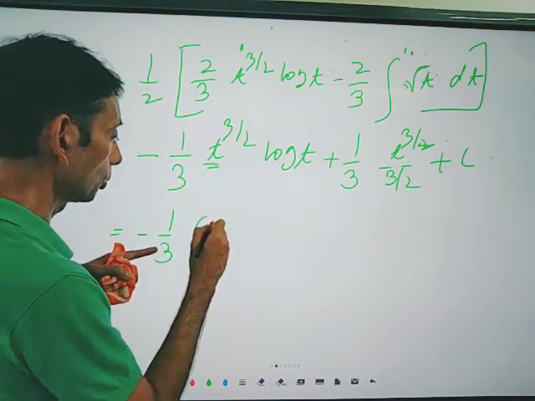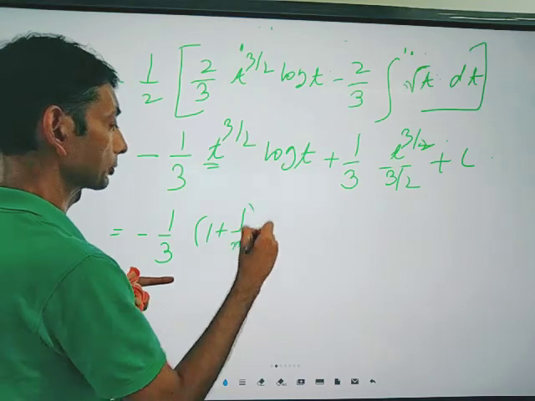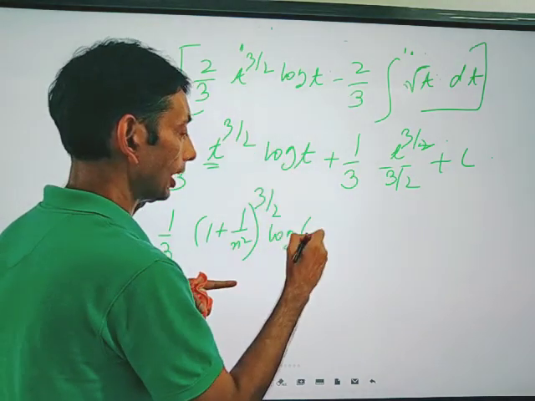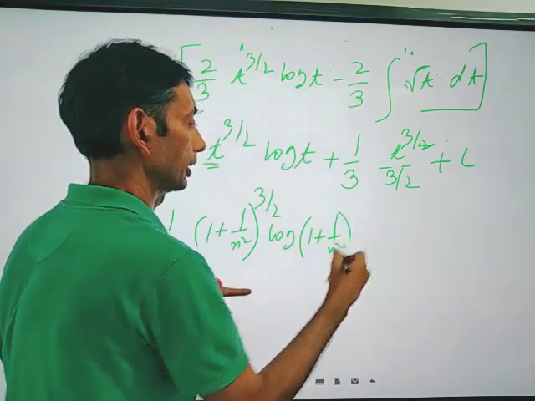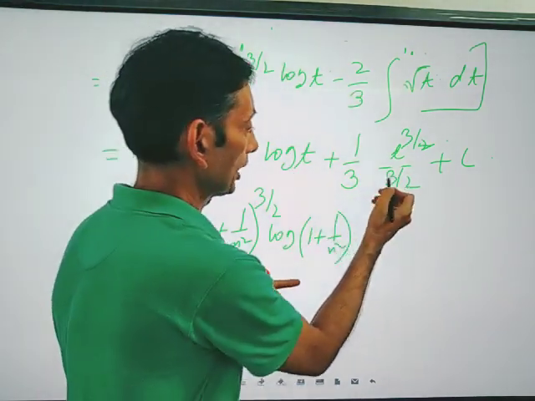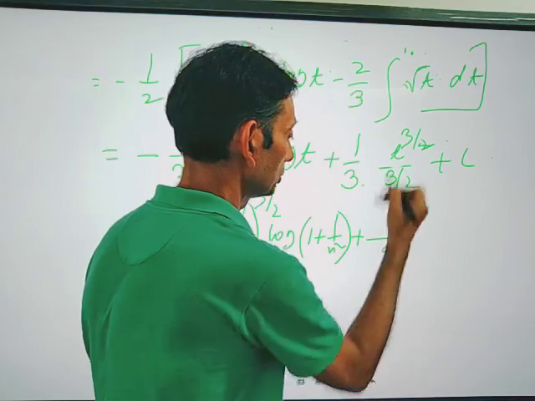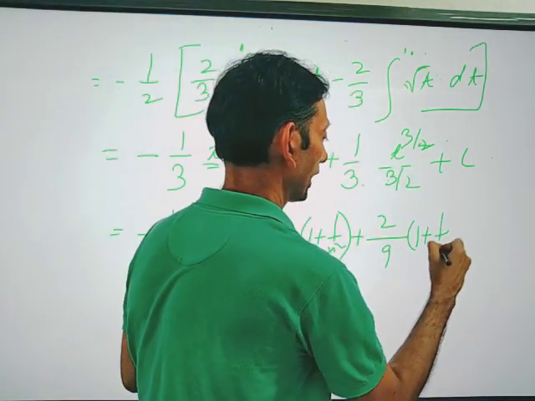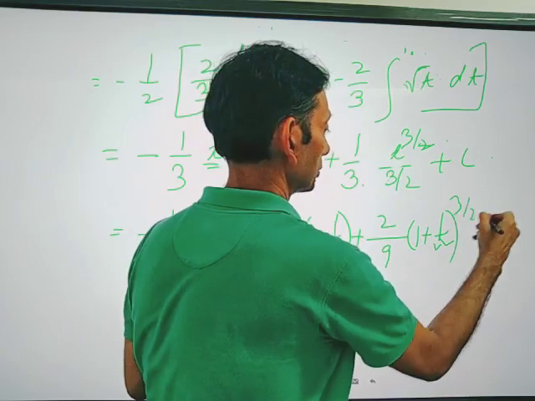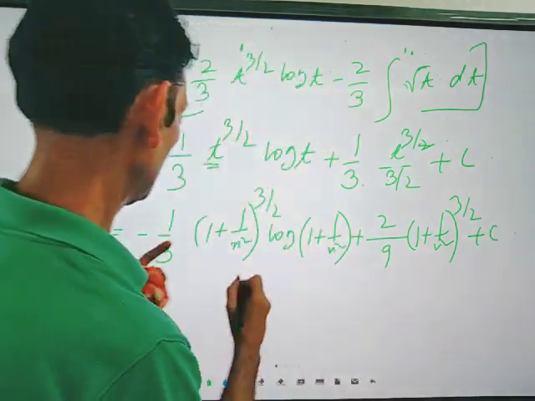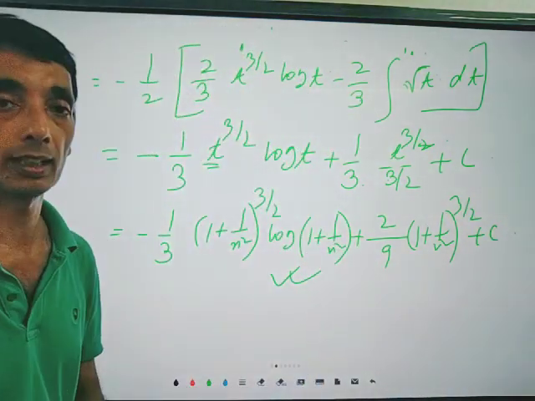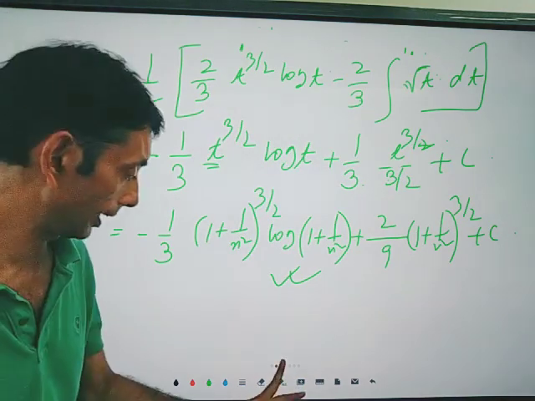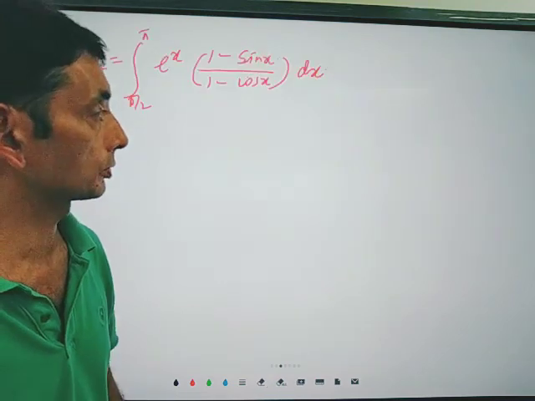The t value is 1 plus 1 by x squared, to the power 3 by 2, log of 1 plus 1 by x squared. Fine. And if we multiply t by t, it's 9, and the 2 will go up, so it's 2 by 9, and for t we substitute 1 plus 1 by x squared to the power 3 by 2 plus c. So this is the answer for this particular question. Okay, fine. And we'll just move to the next question.